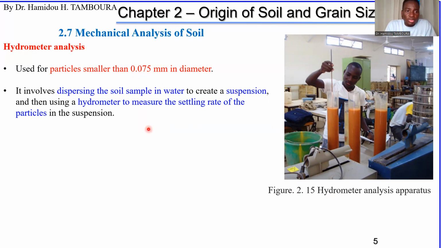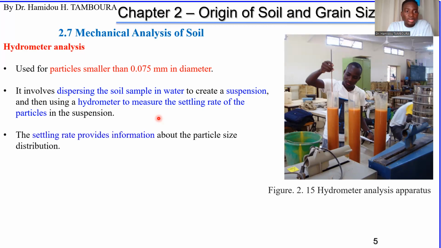And then we use a hydrometer to measure the settling rate of the soil particles, because after mixing these soil particles in the water, these particles will settle down. So the settling rate, I mean the velocity, the speed of settling, will provide us information to know the particle size distribution.